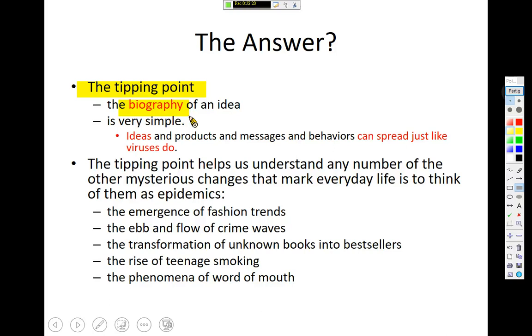Sometimes an idea can grow from a very small starting point and grow very fast and very popular, and everyone just wants to have a piece of the idea. So this is the tipping point. Okay, so the tipping point, how simple it is. Let's look at here. When we say ideas and products and messages and behaviors can spread just like viruses do, everyone says, oh, this is a good idea, so I will take it, right?